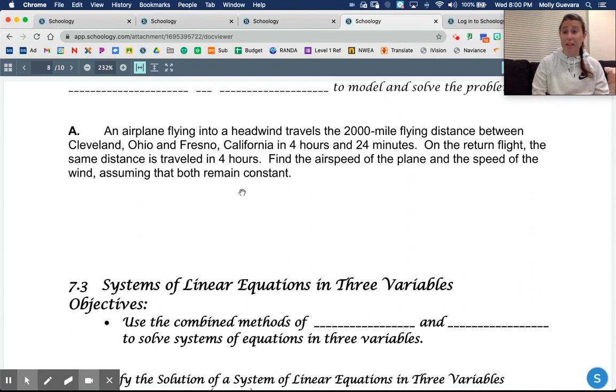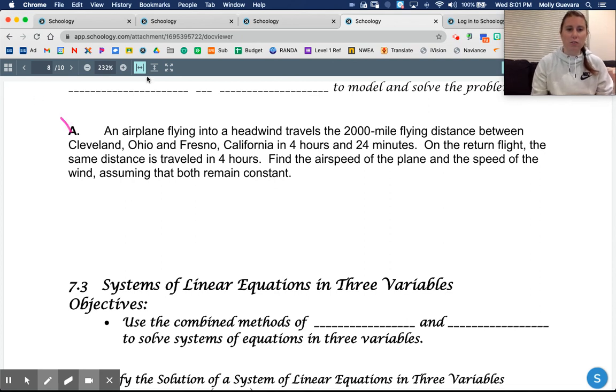We're going to have to write kind of small here, so that's your warning. It says an airplane flying into a headwind travels the 2,000-mile flight distance between Cleveland, Ohio, and Fresno, California in 4 hours and 24 minutes. On the return flight, the same distance is traveled in 4 hours. Find the airspeed of the plane and the speed of the wind. Assume that both remain constant. So I want to know how fast the plane is going, and how fast the wind is going against the plane or with the plane.